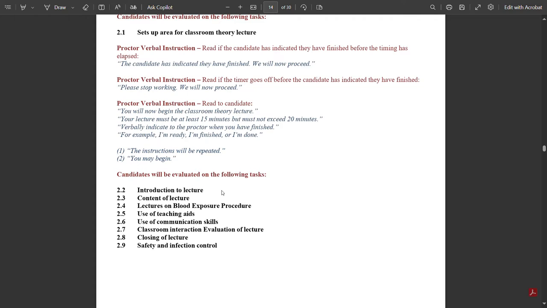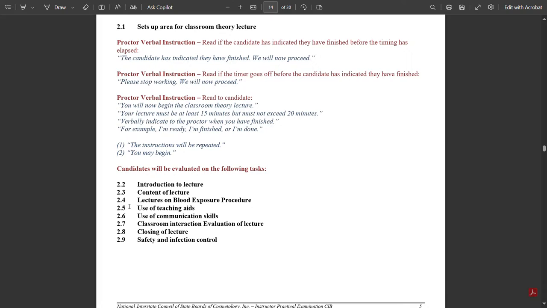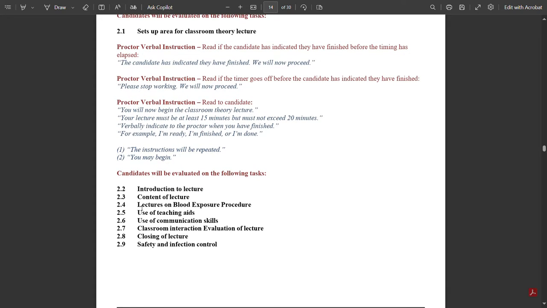And remember what I said, as long as your lesson plan is put together well and you prepared your kit well and you follow your safety and sanitation procedures, this part of the exam is actually going to be super easy. So the content of your lecture is everything you had in that outline. Remember earlier when we said that both your theory lesson plan and your demo lesson plan need to have the blood exposure procedure included. So make sure that that is in the content of your lecture and your demo.